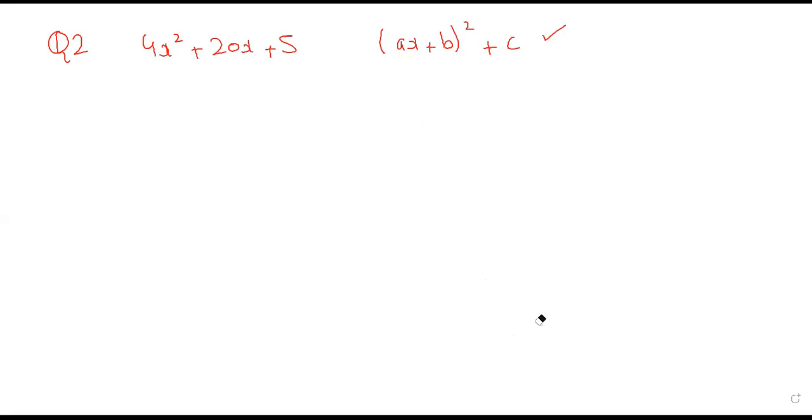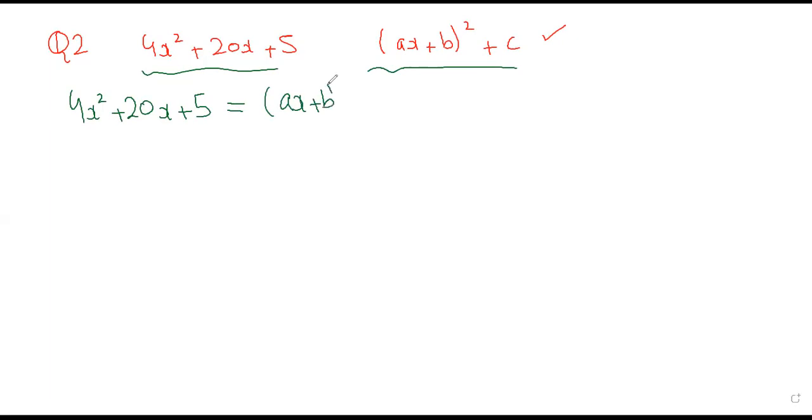All right, first of all, since I know both of these are equivalent, this is equivalent to this, so I am going to write it as 4x squared plus 20x plus 5 equals ax plus b squared plus c. This is what I am going to have. Okay. Next, I am going to expand this side. You'll see why. 4x squared plus 20x plus 5 would be coming as it is, and this would be expanded.